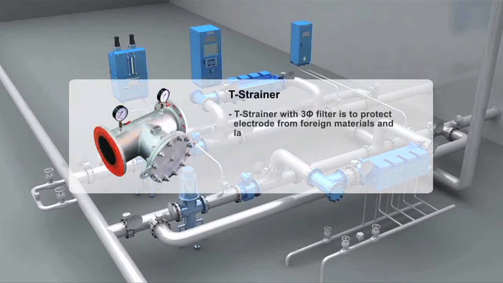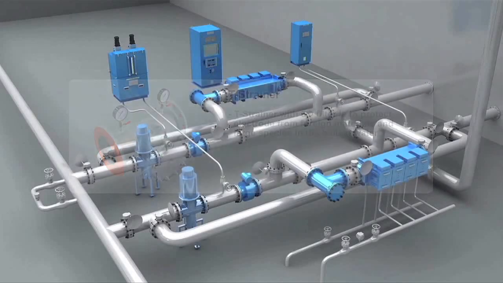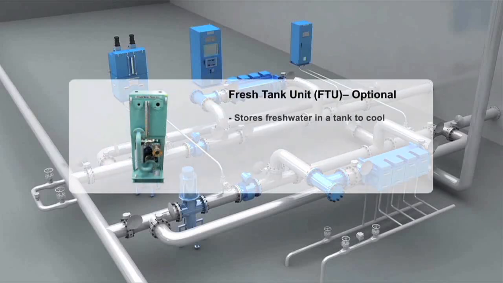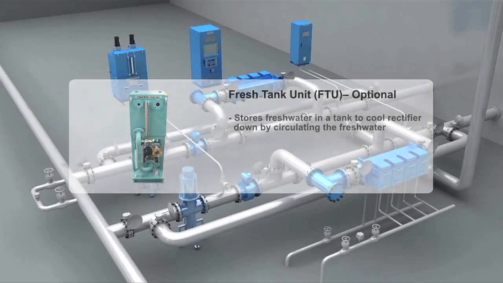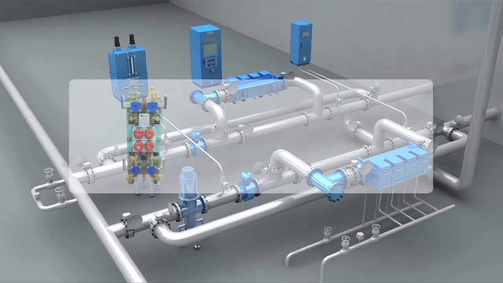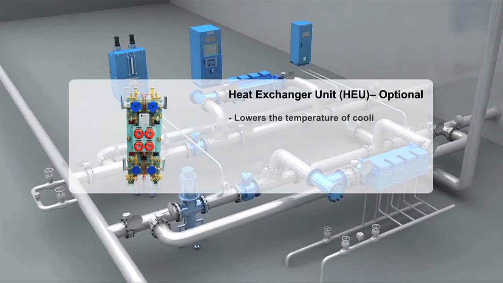T-strainer with 3F filter is to protect the electrode from foreign materials and large species in the ballast water. Stores fresh water in a tank to cool the rectifier down by circulating the fresh water. Heat exchanger unit, HEU, optional. Lowers the temperature of cooling water using seawater to ensure that cold fresh water is supplied to the rectifiers.